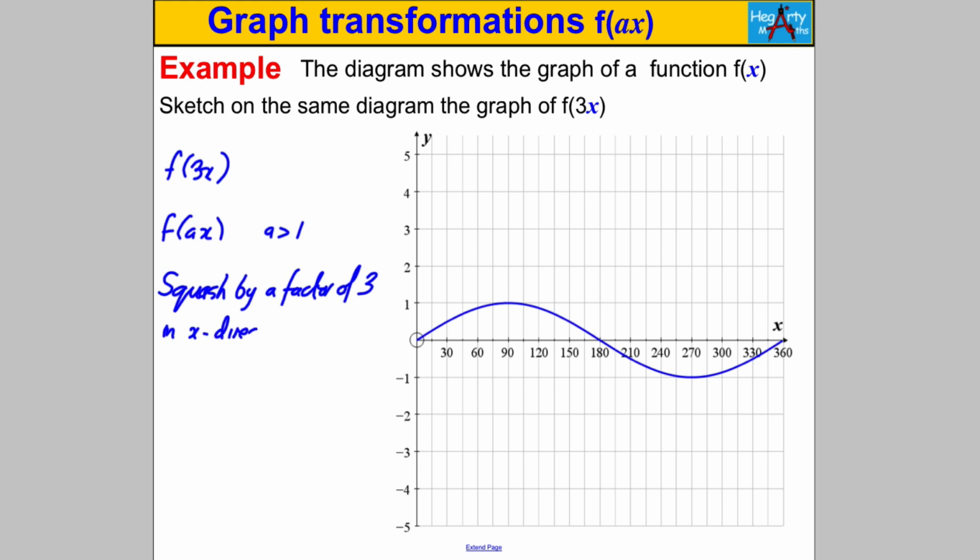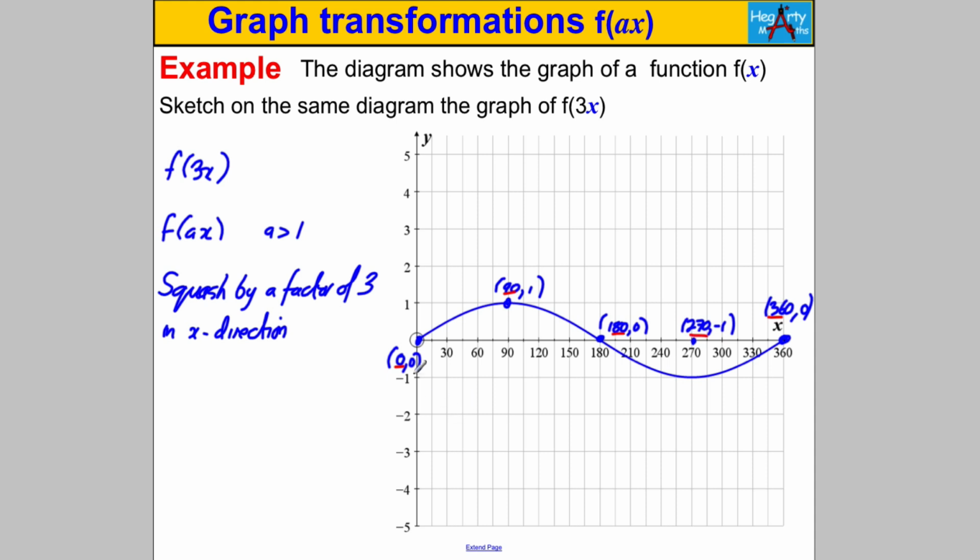Now let's just take some key coordinates and take their x values and divide them by 3. So I'm going to take 0, 0. I'm going to take this one here, which is 90 across 1 up. I'm going to take this one here, which is 180, 0. I'm going to take this one here, which is 270, negative 1. And I'm going to take this one here, which is 360, 0.